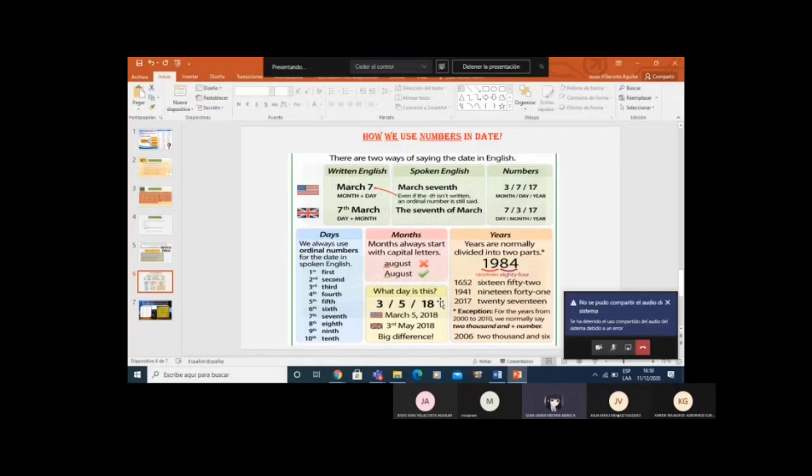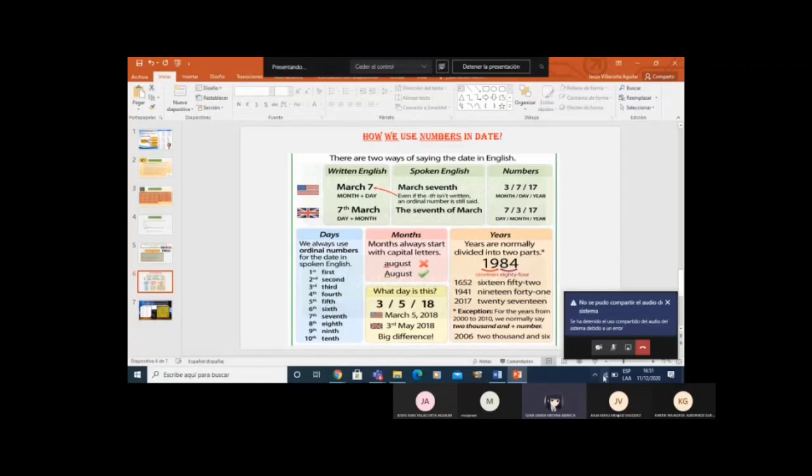And here on the slide we are watching two types of dates. The first is the United States type and the other is the UK. In the United States form, first we write the month, then the day, and finally the year. But in the UK form, first we write the day, then the month, and finally also the year.